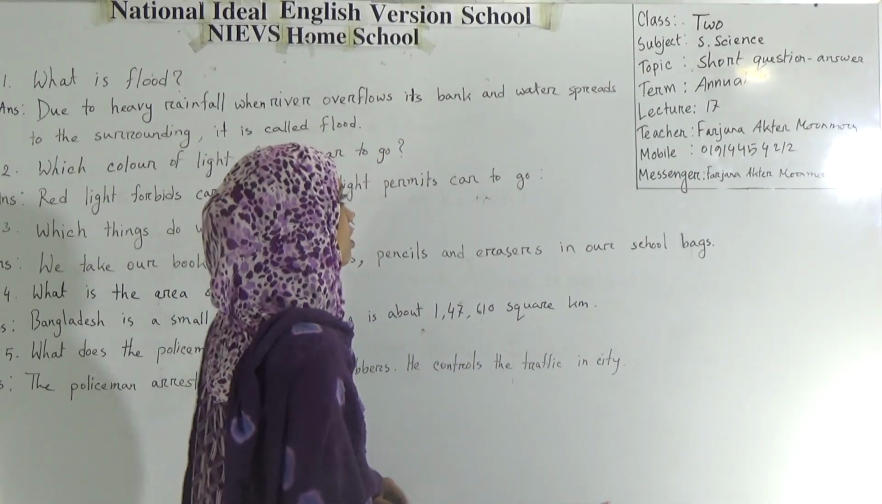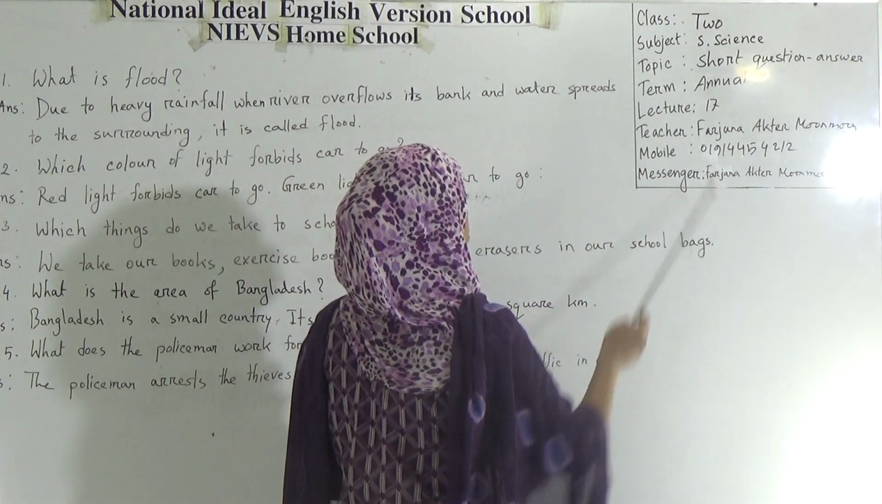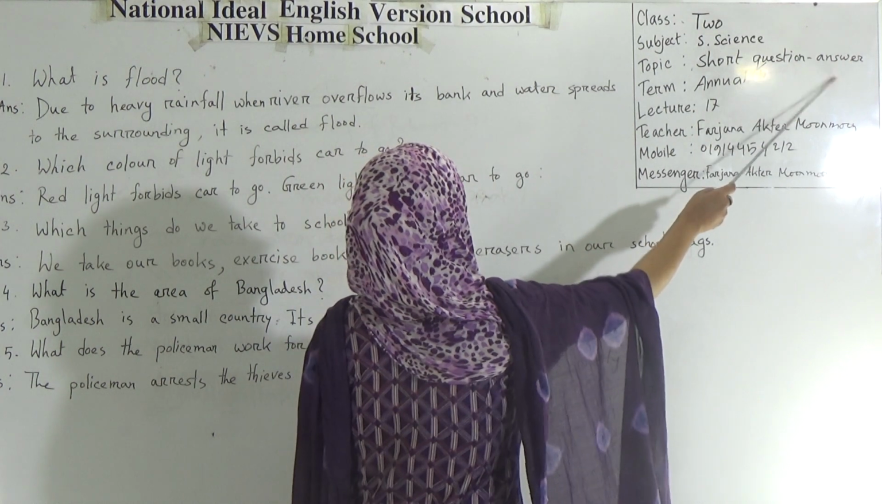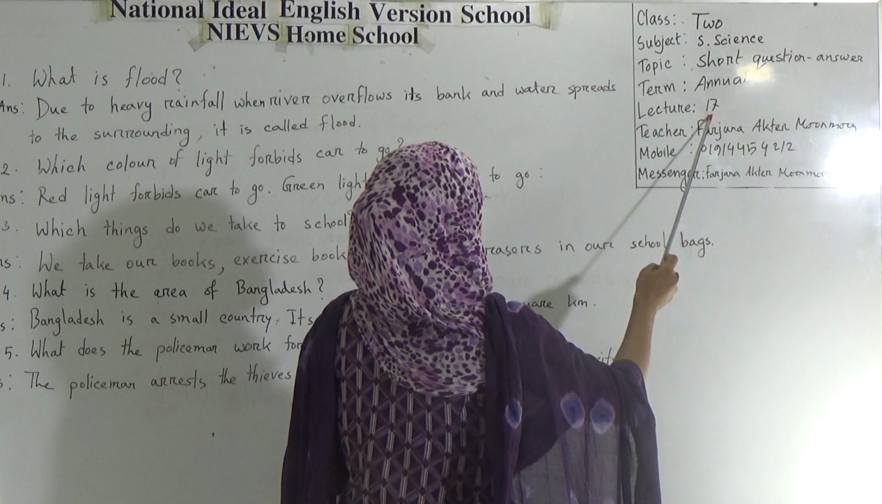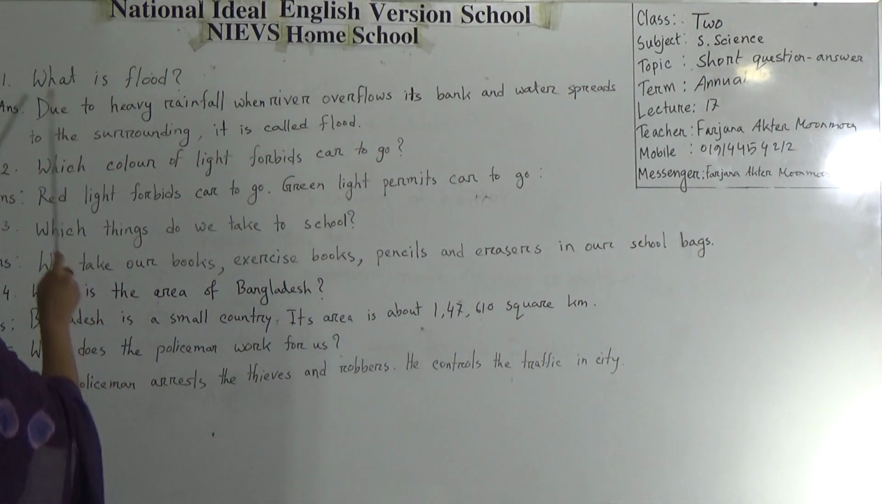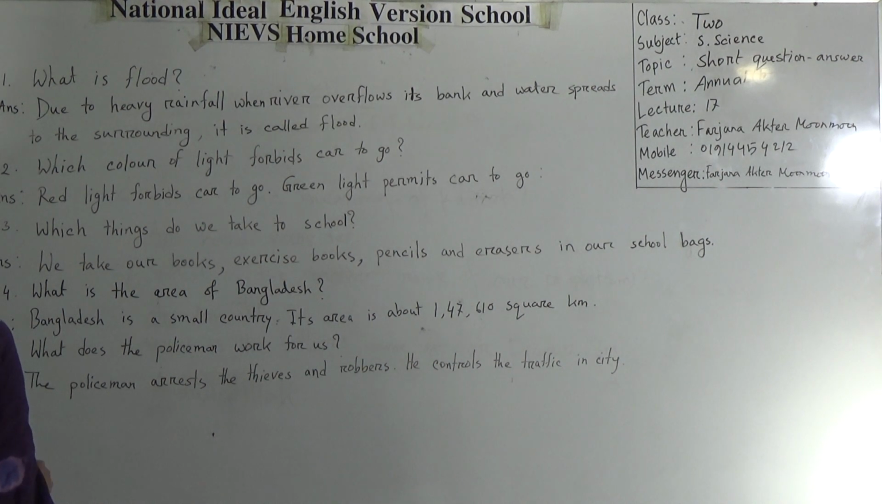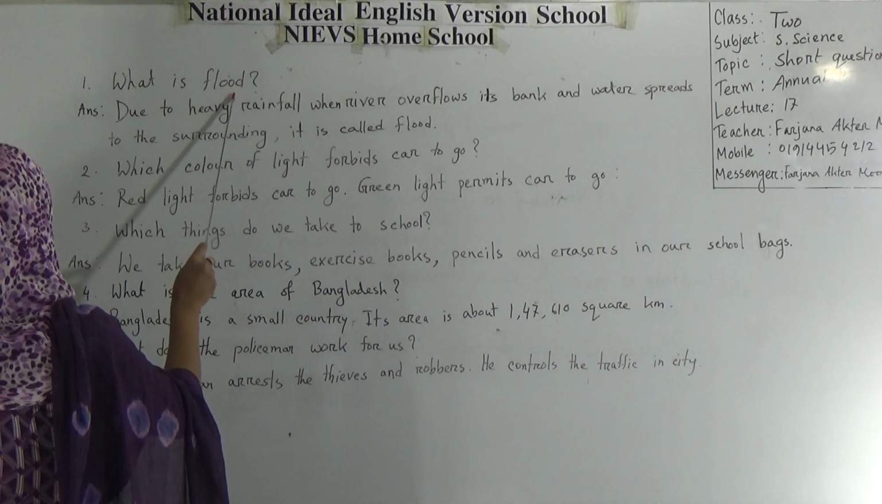Today I am going to take social science class of class 2 and our today's topic is short question answer. This is our annual time topic and our lecture number is 17. Now let's start. We have 5 questions here and question number 1 is what is flood?